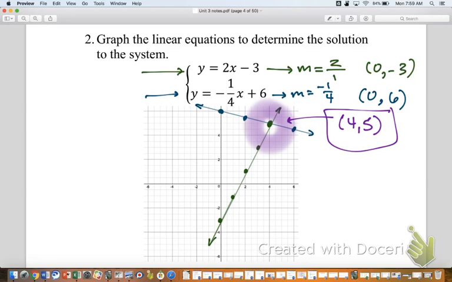I should be able to plug it in for the y and the x in the appropriate spots in both equations, and it should work. So let's do that really quick. We won't often do this, but I just want to show you how this works.